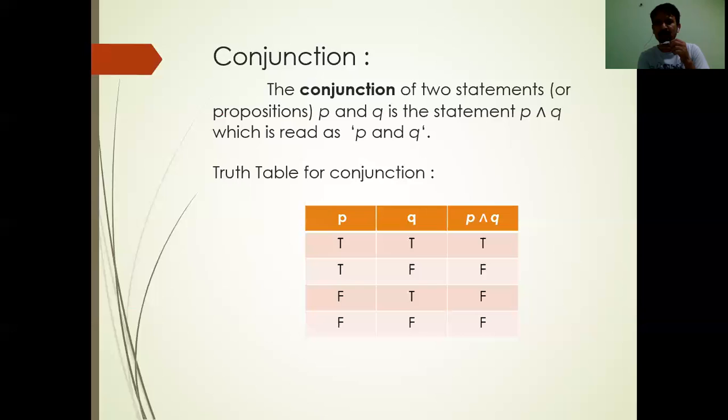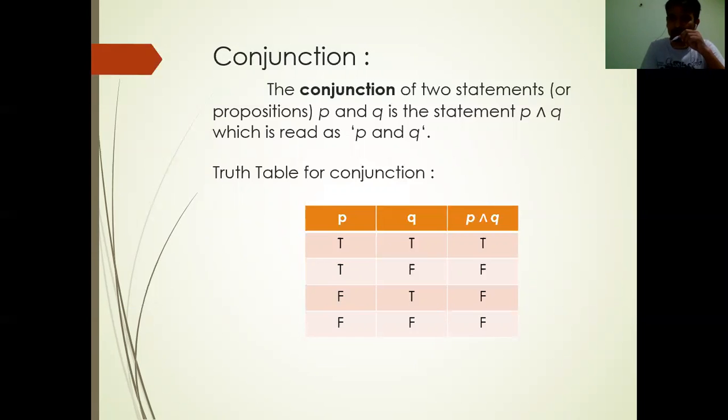So how to write the truth values? First P: true, true, false, false. Then you change Q: true, false, right? So P true, Q true; P true, Q false; P false, Q true; P false, Q false. Like that. If two statements are there, then 2 squared truth values will come. If three statements are there, then I'll get eight truth values. Here I am taking only two.